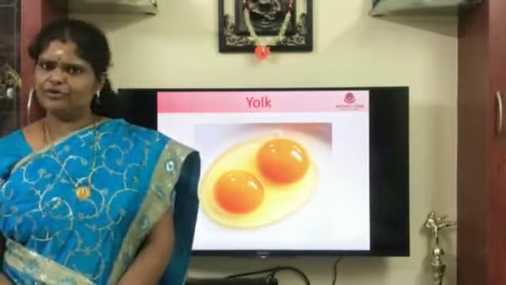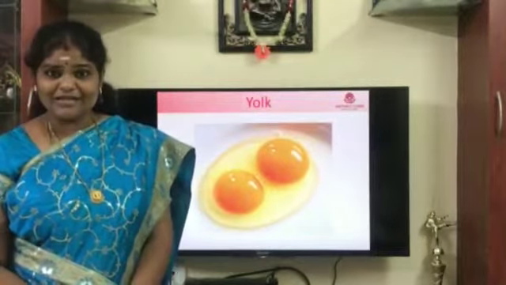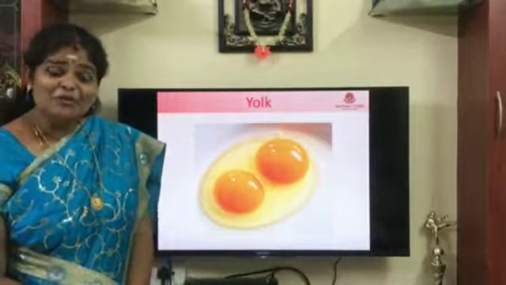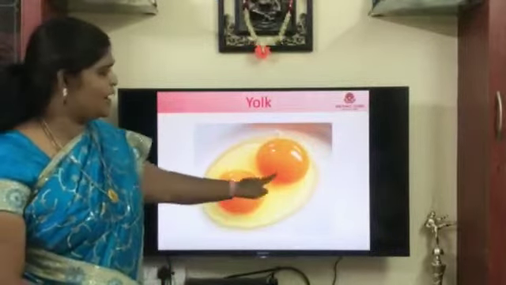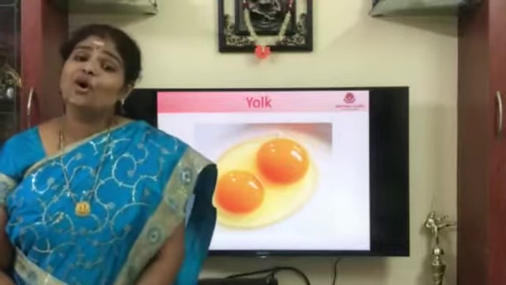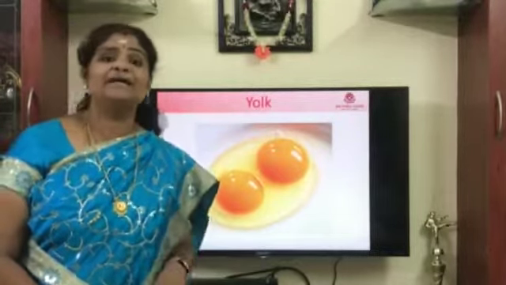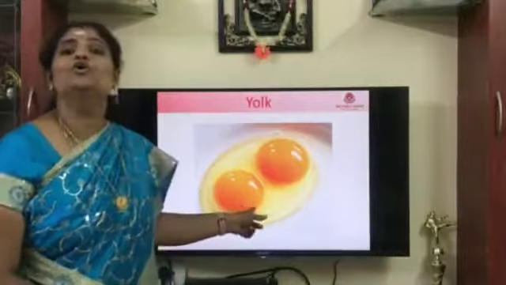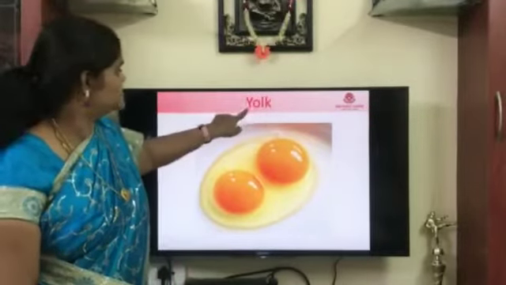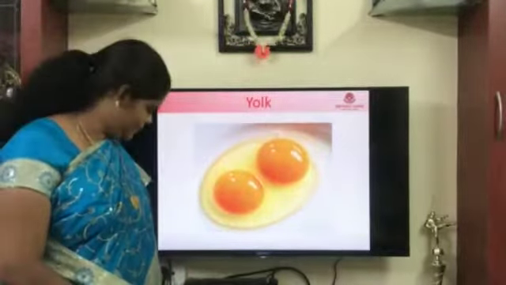Healthy food, you all like it? What is it? See this yellow part? This is called the yolk. There is egg, right? The yellow part is called the yolk. Begins with letter Y.